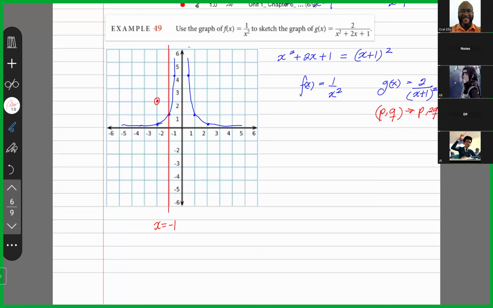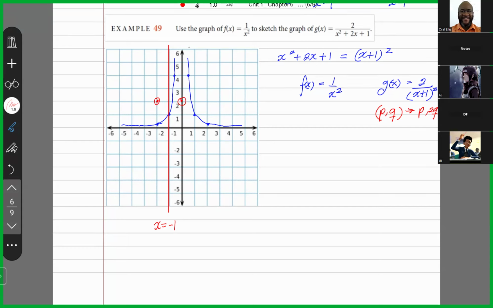The point (1, 1) is going to become the point (0, 2). You're going to move it 1 unit to the left, so if you move it 1 unit to the left, it becomes (0, 1). If you multiply the y value by 2, it's going to become what? (0, 2). So the point (1, 1) is going to become the point (0, 2).